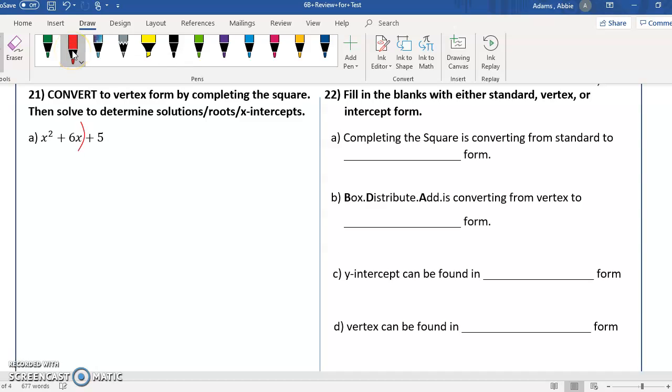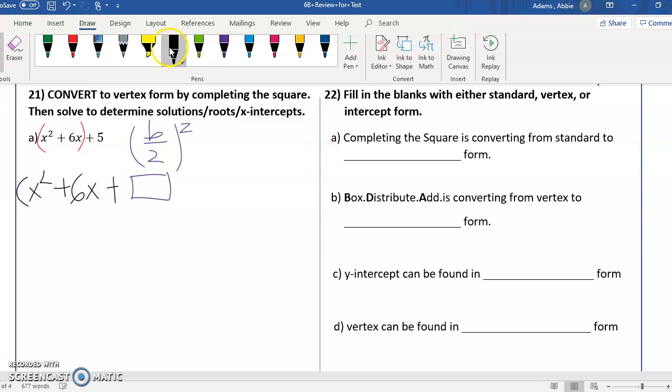So we're going to need to isolate our variable terms in parentheses and find that unknown term, which is going to be our boxed term here, our squared term, which is b over 2 squared. So if I'm rewriting this, I've got x squared plus 6x plus my unknown. And since I'm adding my unknown to this equation, I also have to subtract it from the function. So on the outside of my parentheses, I'm going to subtract this unknown.